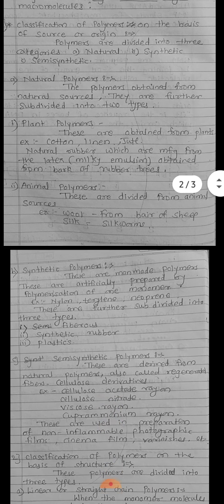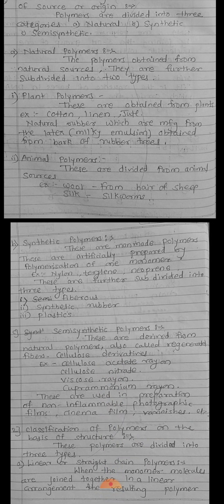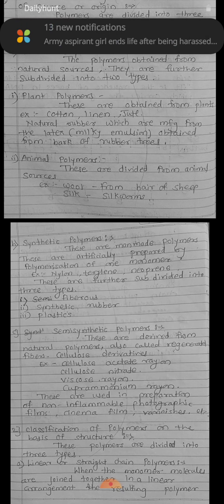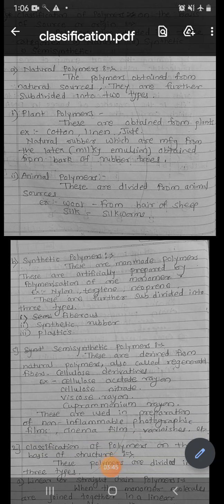Now the second class of polymer is synthetic polymers. They are man-made polymers. They are artificially prepared in laboratory by polymerization process. Examples of synthetic polymers are nylon, terylene, neoprene, etc. They are further divided into three types: fibrous polymer, synthetic rubber, and plastics. All are artificially prepared in laboratory, therefore they are called synthetic polymers.